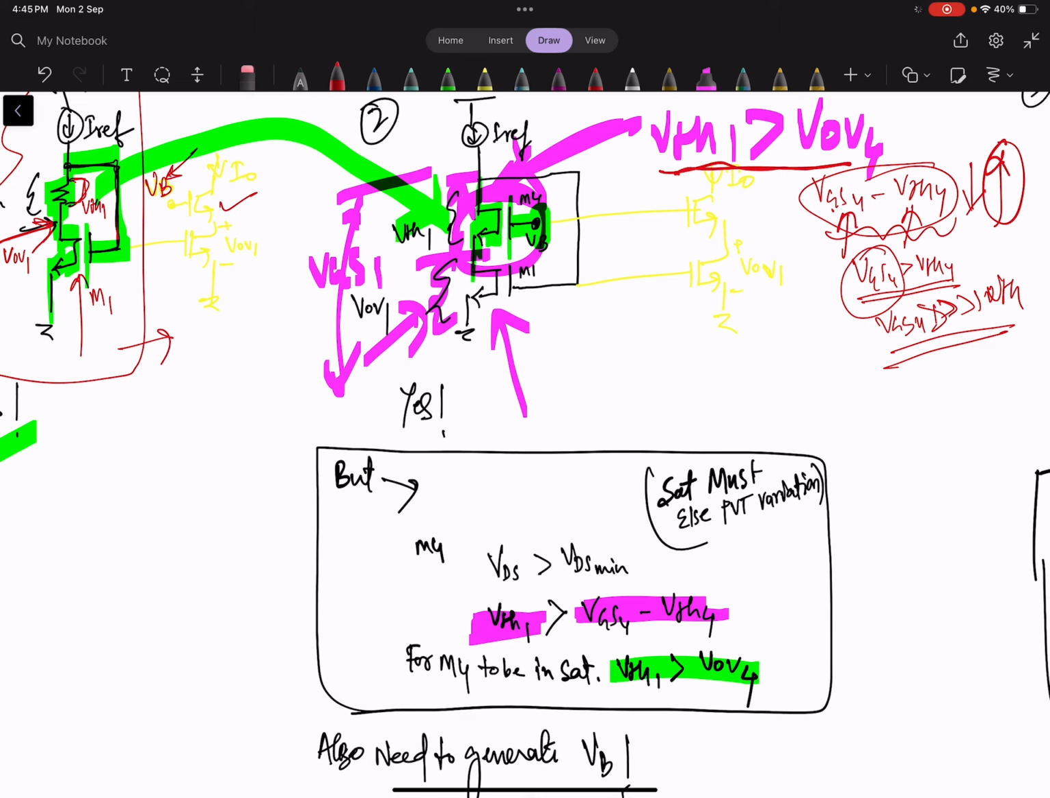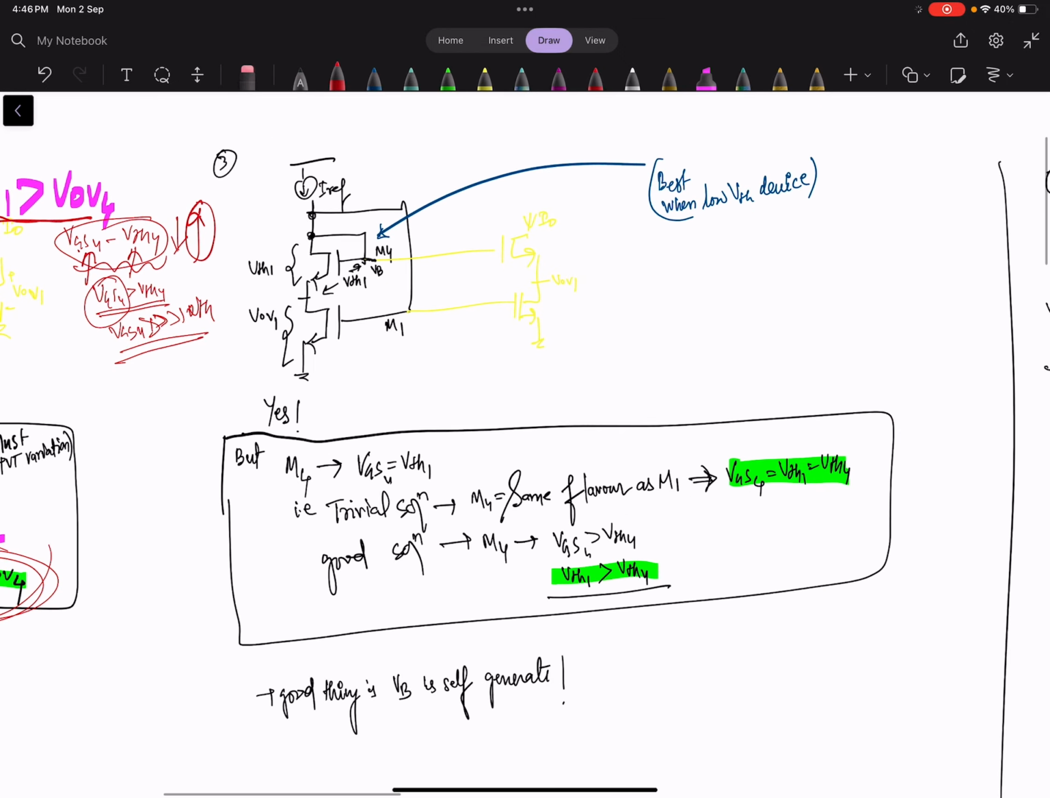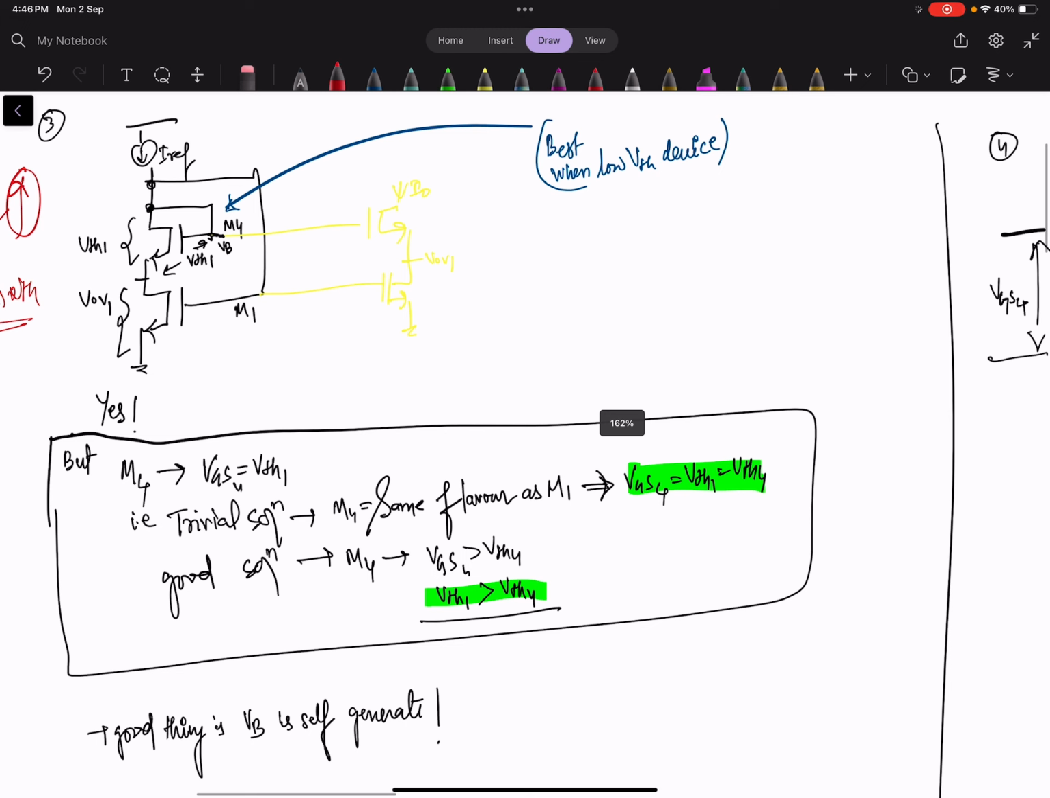So yes, we can use this as a MOS cascode current mirror, but the problem is we have to make this device work in saturation, and for that our condition is that the threshold voltage of M1 should be greater than the overdrive voltage of M4. Now let's see another circuit. Can we use this as a current mirror reference circuit or not? Okay, let's see here.